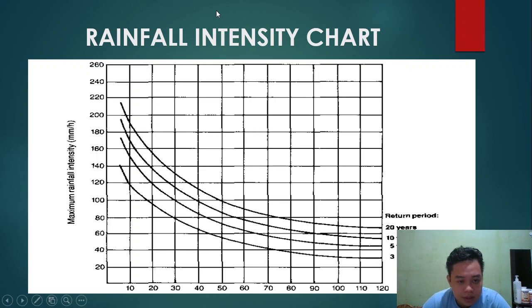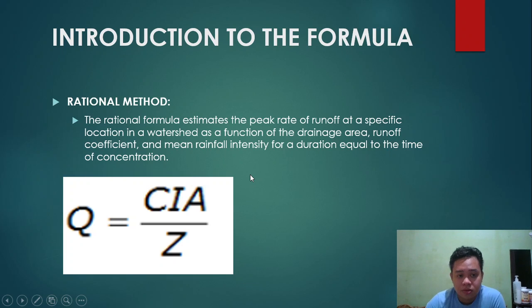Next, this is the rainfall intensity chart. To get the rainfall intensity within a year, we can plot this here for 3 years, for 5 years, for 10 years, and for 20 years. This is just an example. There are a lot of rainfall intensity charts on the internet, so you can search for that. But my intensity chart for my written report is this. So this is my example.